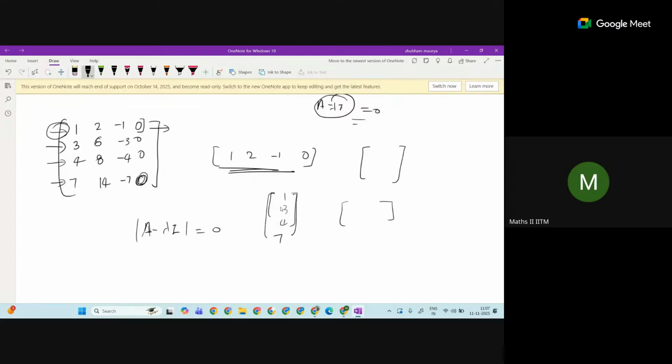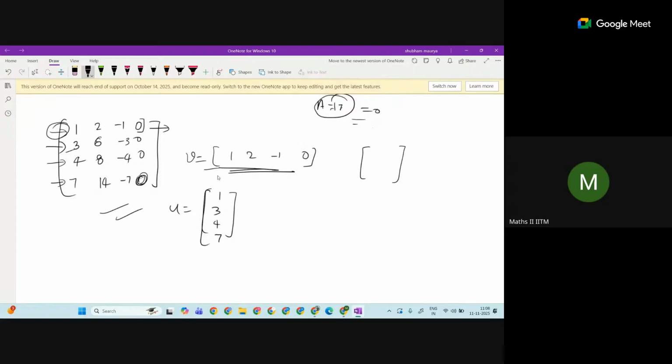If you're not able to see it, look at what is happening here: 3 times this. So let's say this is V. Now what is going to be U? The second row is 3 times this vector. So U is one time this, 3 times this, 4 times this. This is how it's multiplied, and then this matrix is built. So U is this one and V is this one, and that's why you get this bigger matrix.